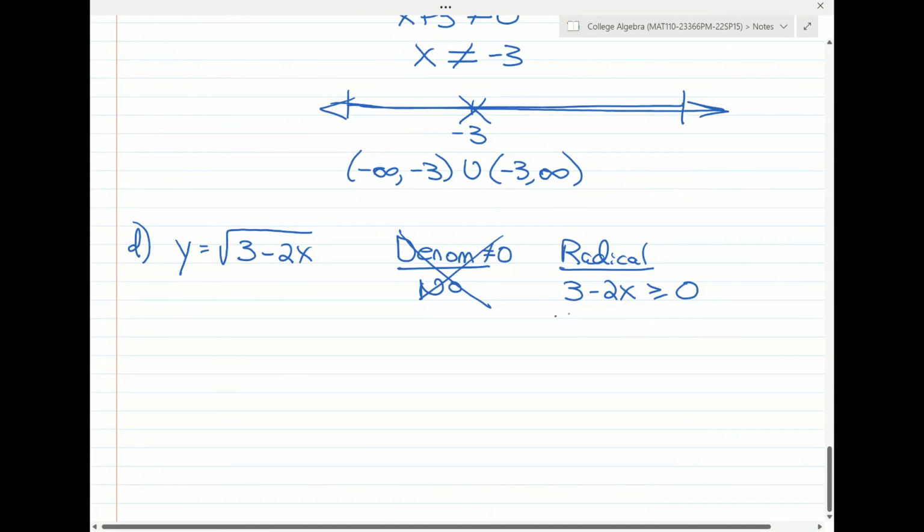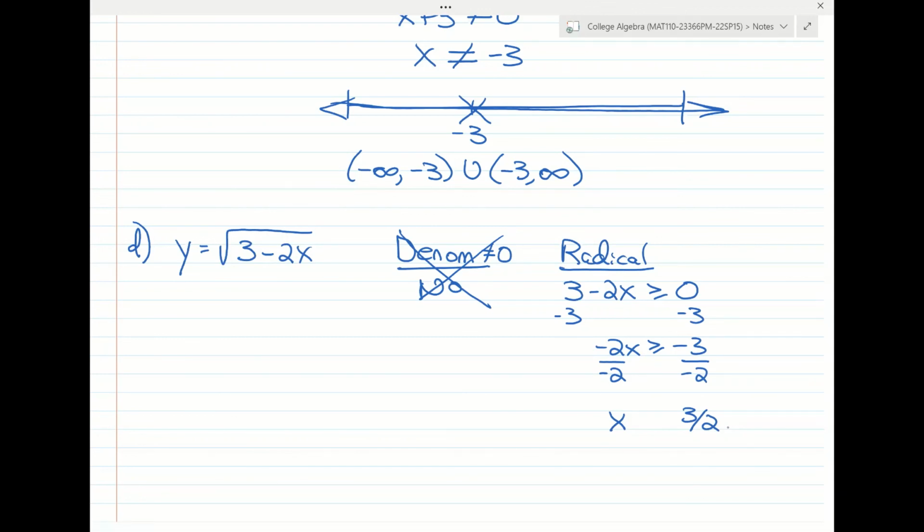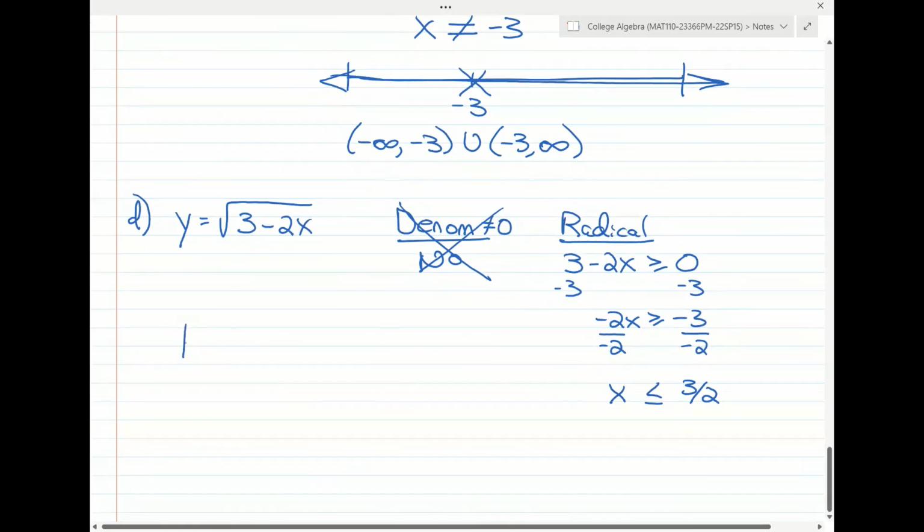So the way that we would solve this is subtract the 3 on both sides. Divide by negative 2. With an inequality, if you divide by a negative, you have to switch it, right? Just make sure you don't forget that. And this switches, we talked about that in the inequality. So on a number line, this is 3 halves. Any number less than or equal to 3 halves would look like this. We write that as on the left side would be negative infinity, on the right side would be 3 halves. That would be our domain.